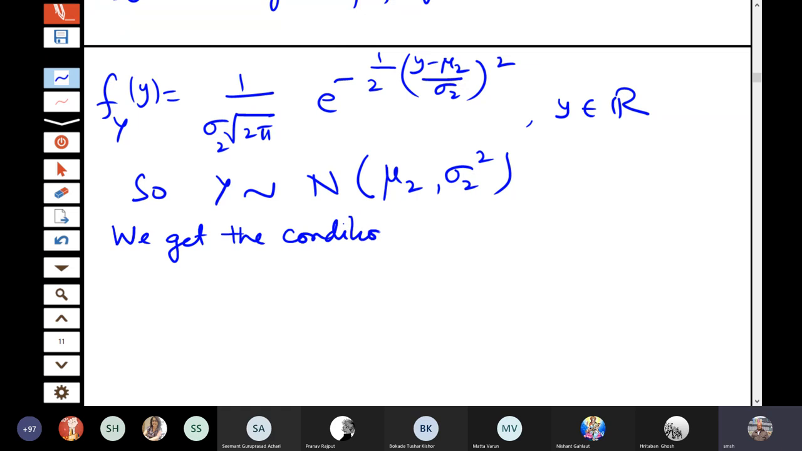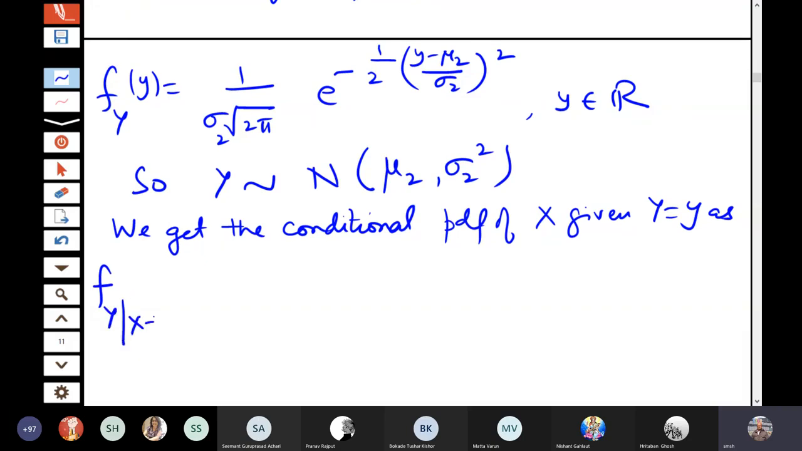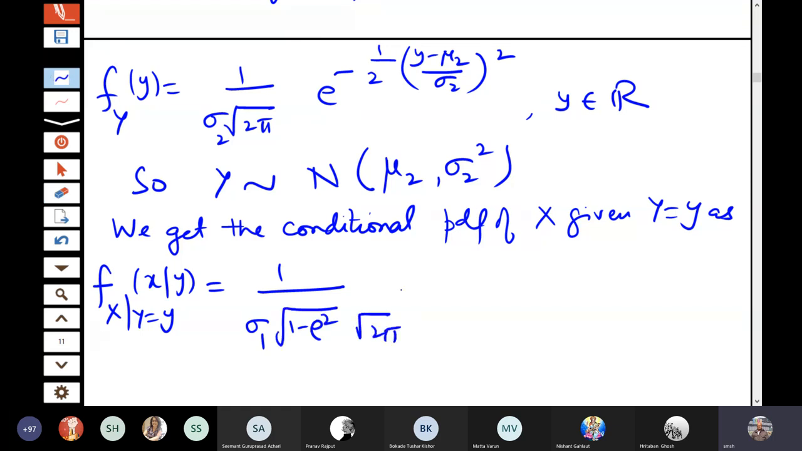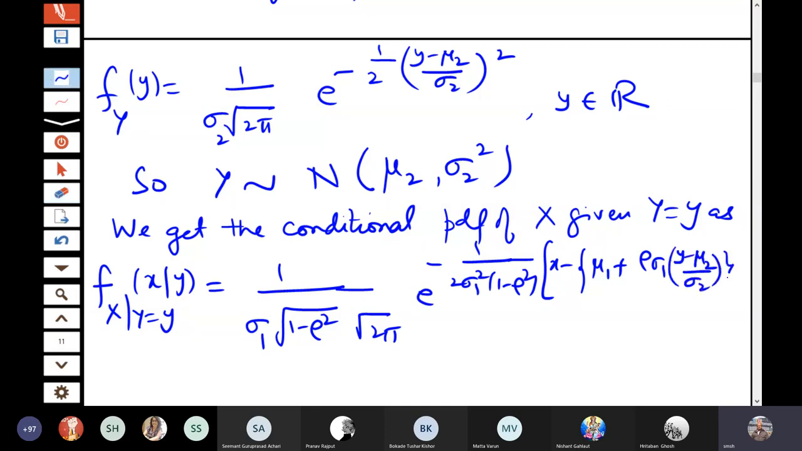We get the conditional PDF of x given y as 1 by sigma 1 root 1 minus rho square root 2 pi, e to the power minus 1 by 2 sigma 1 square (1 minus rho square), into (x minus (mu 1 plus rho sigma 1 (y minus mu 2) by sigma 2)) whole square.